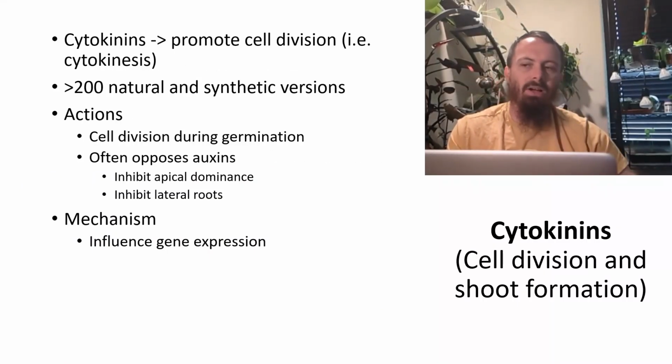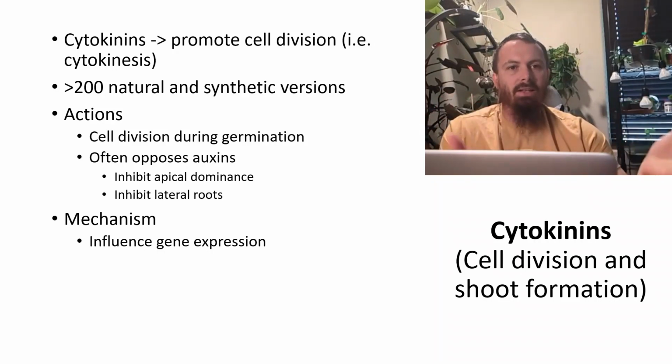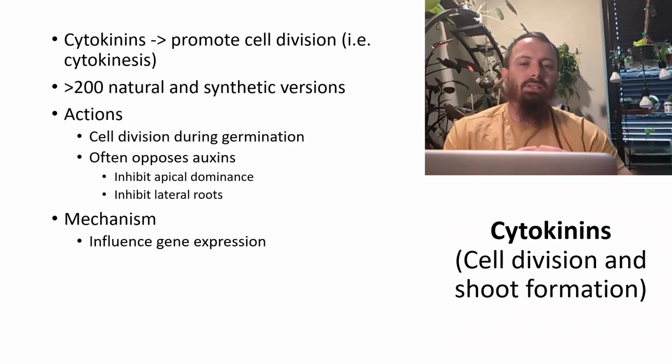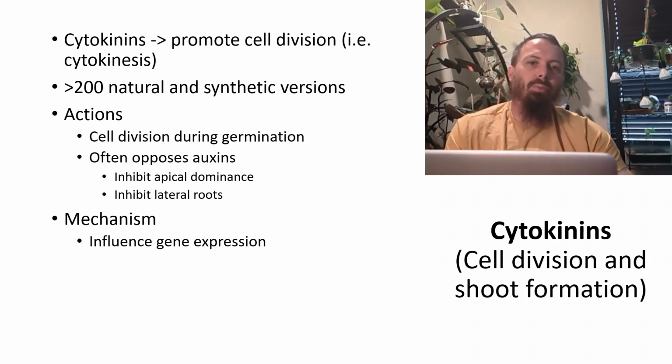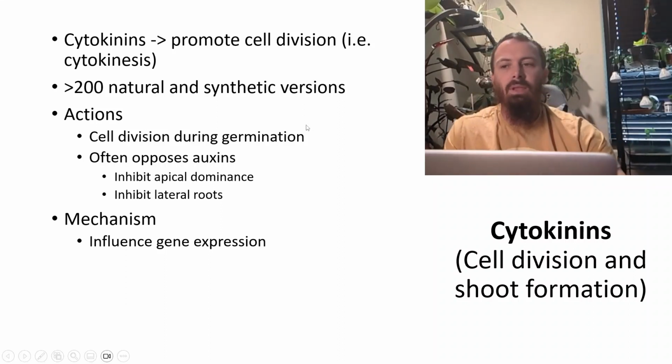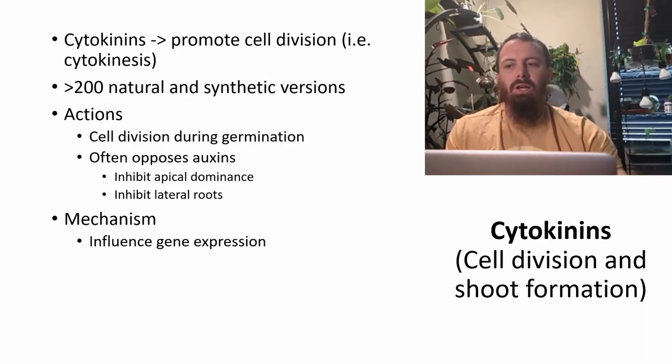Okay, now we're going to cytokinins. Cytokinins should sound to you like cytokinesis, the separation of the two cells at the latter part of mitosis or meiosis. And cytokinins do that. They promote cell division, and they also promote shoot formation. Now, there's a bunch of different ones. There's over 200 different natural and or synthetic cytokinins, so a very wide variety of different molecules out there for it.